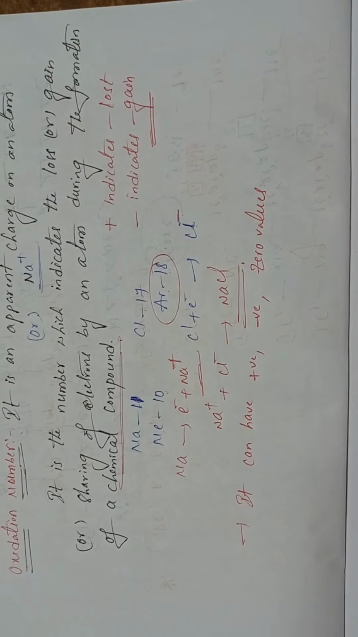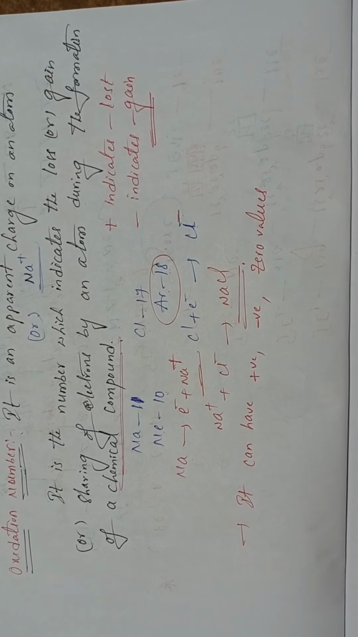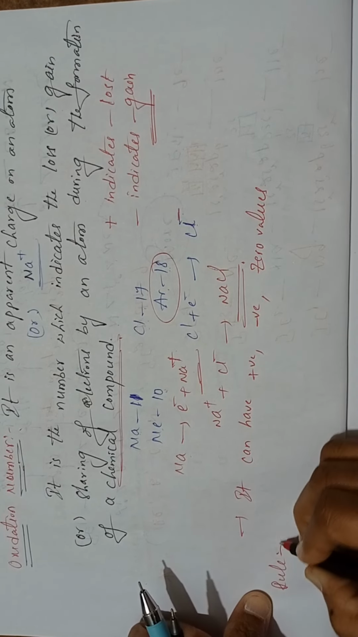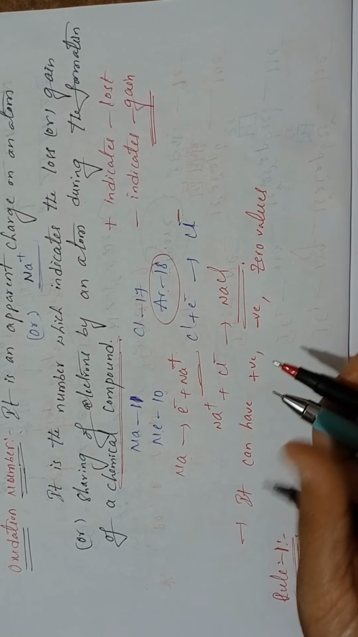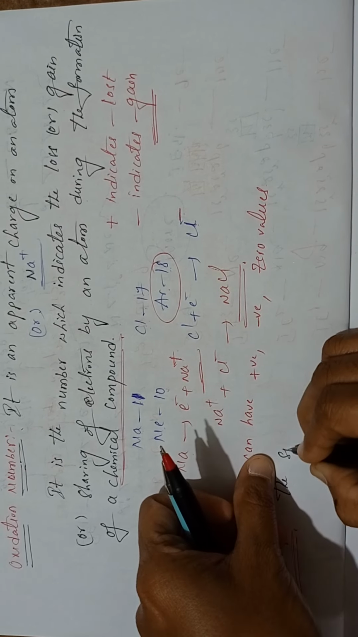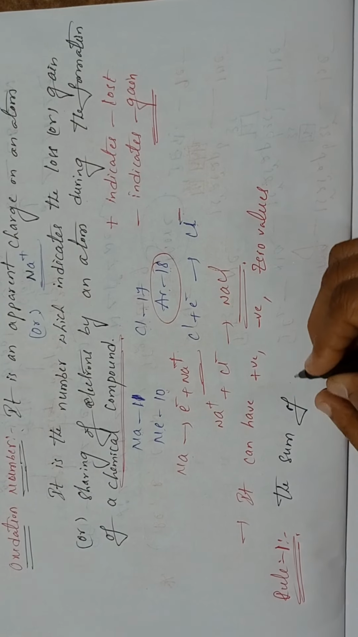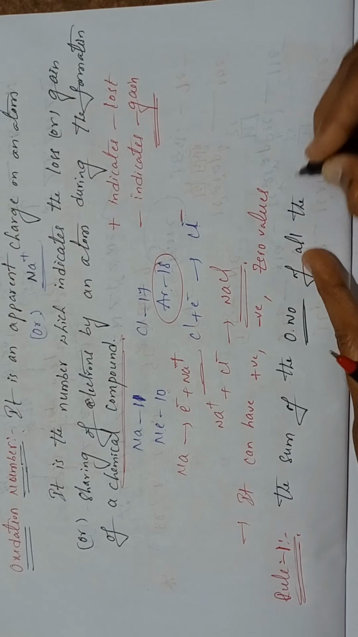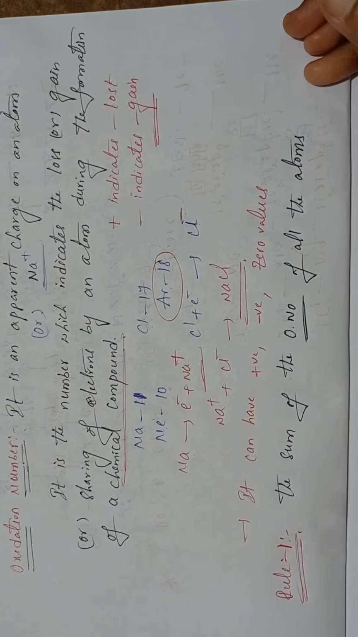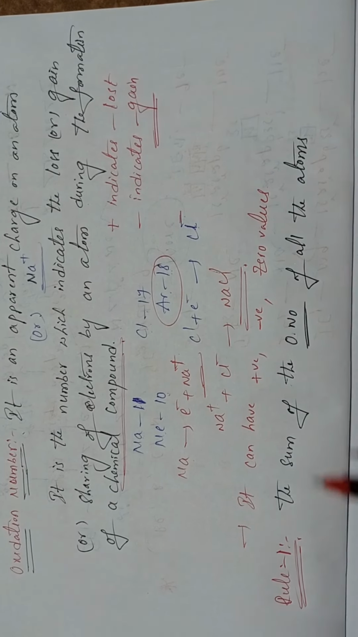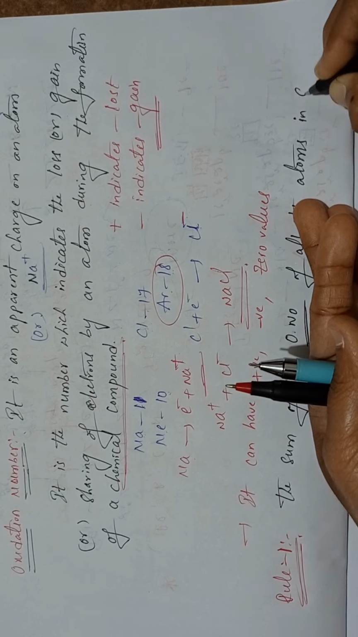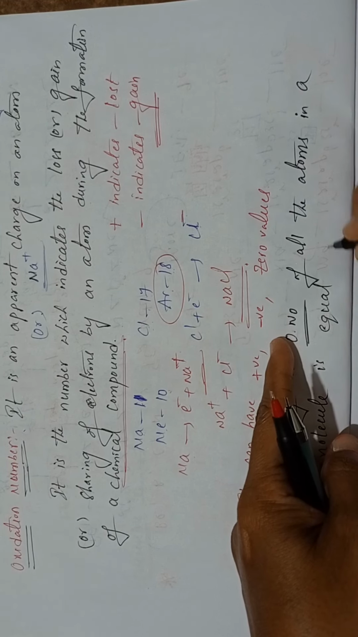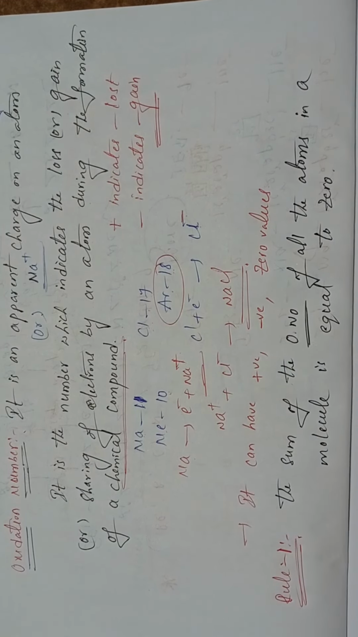Okay, oxidation number. First, rule 1. What is rule 1? Rule 1: the sum of the oxidation numbers of all the atoms in a molecule is equal to 0. Clear? This one is equal to 0.